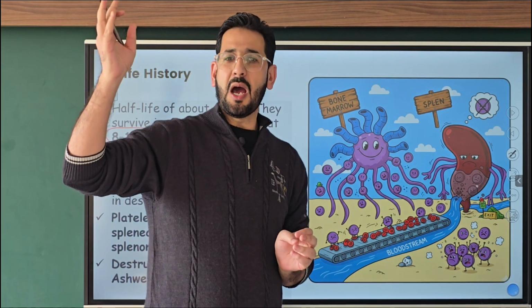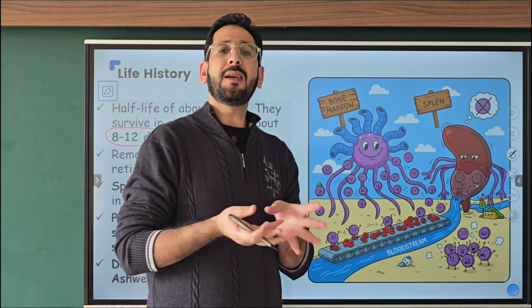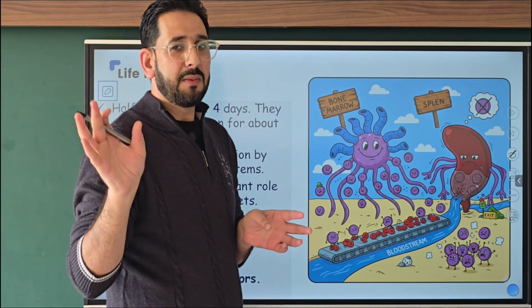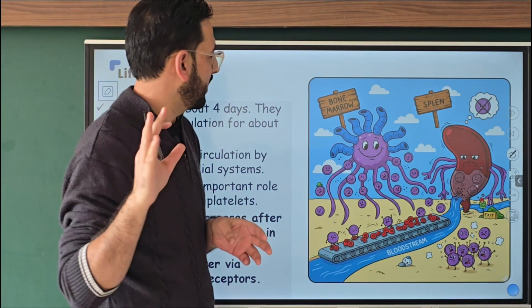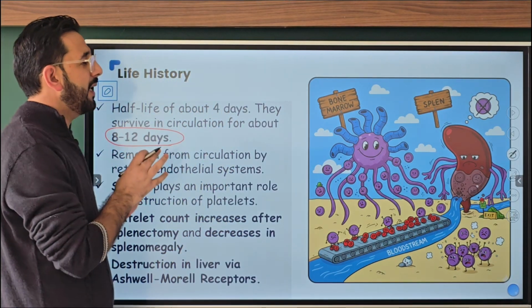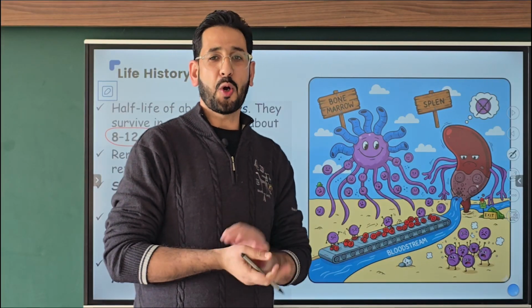Just like we have seen in the RBCs, they lose the biconcave shape. Just like that, these platelets lose the disc shape and get stuck there, and then the macrophages come and destroy them. These platelets can be destroyed in the liver as well.